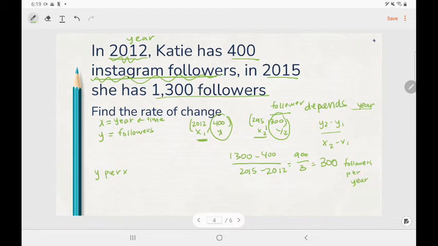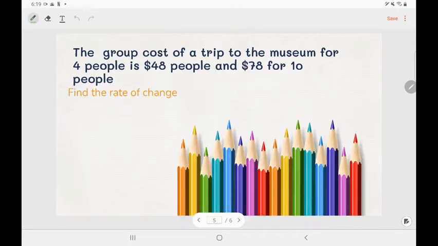All right, let's calculate another. The group cost of a trip to the museum for 4 people is $48, and that's a typo, whoops, and $78 for 10 people. Find the rate of change. Now, some people might be just tempted to divide. 48 divided by 4 is 12, done, $12 per person.